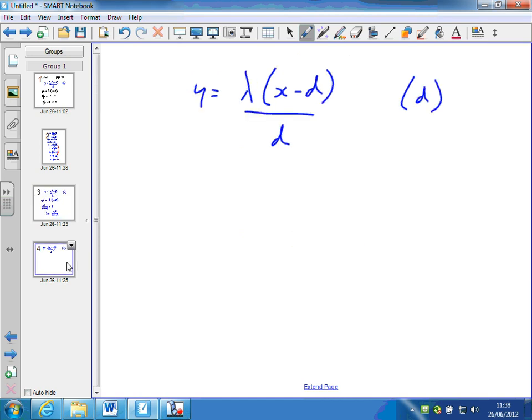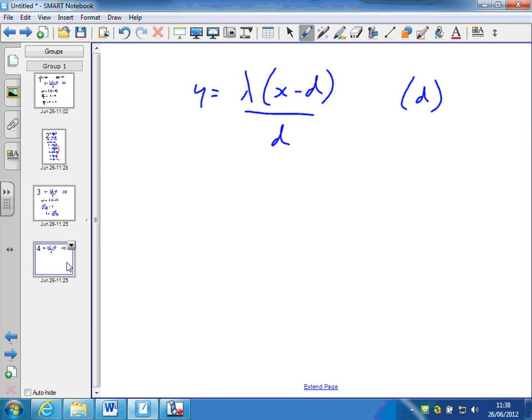The second one, rearranging for d, the idea here, again, is to get rid of the denominator on the right-hand side by multiplying by d, then multiply out the bracket on the right-hand side and collect together all terms involving d so you can factorize. So try that and see how you get on.